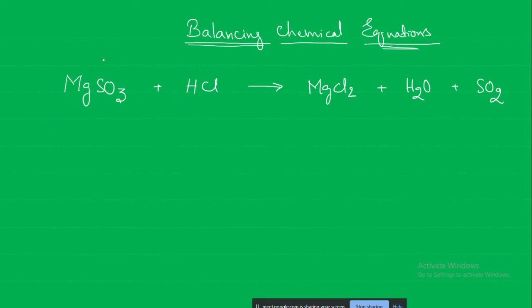On this side we have the reactants, magnesium sulfite and hydrochloric acid, and here we have the products. What is the purpose of balancing here? We are going to balance so that however many moles of atoms are there on the reactant side, the same amount should be on the product side. That is the law of conservation of mass. You cannot create or destroy matter.